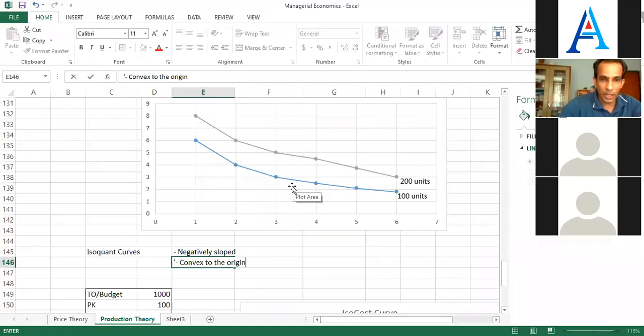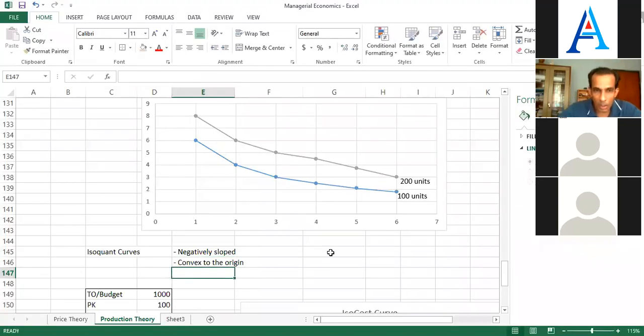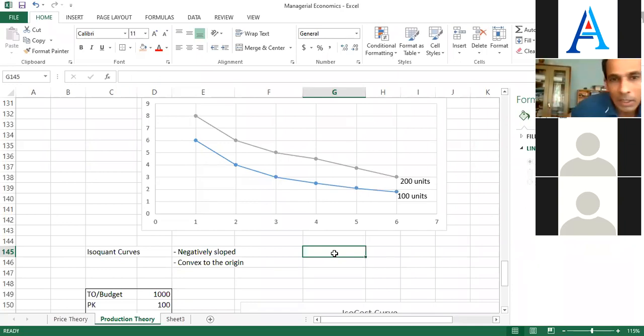This is called convex to the origin because when we increase one input, the number of units that can be reduced from the other will not be the same. It will gradually decrease, right? And in addition to that, there is another feature. Is it possible to have another isoquant curve like this? That means, is it possible for two isoquant curves to cross? No, that is impossible, right? Why?